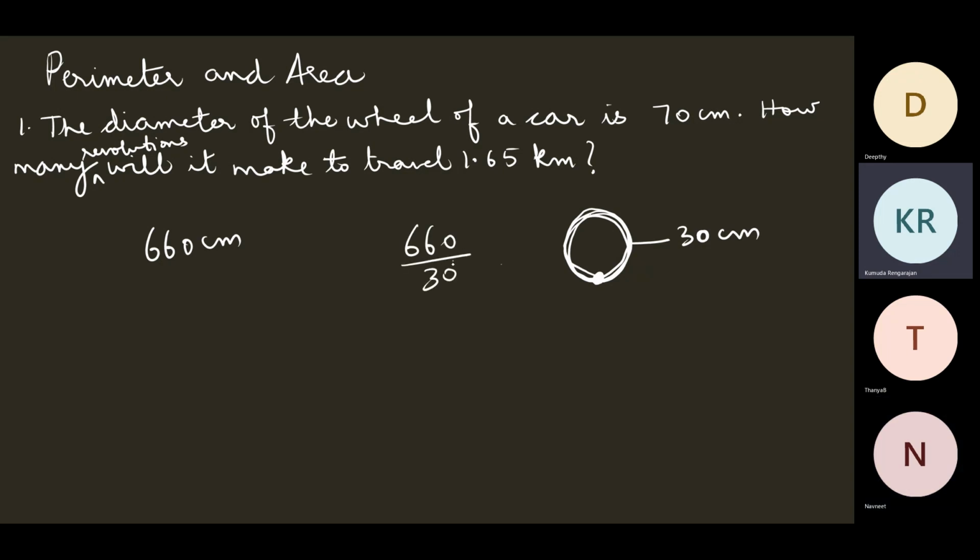660 divided by 30. So 0 gets cancelled. 3 1s are 3, 3 2s are 6. So 22 revolutions. Now let's come back to the question.